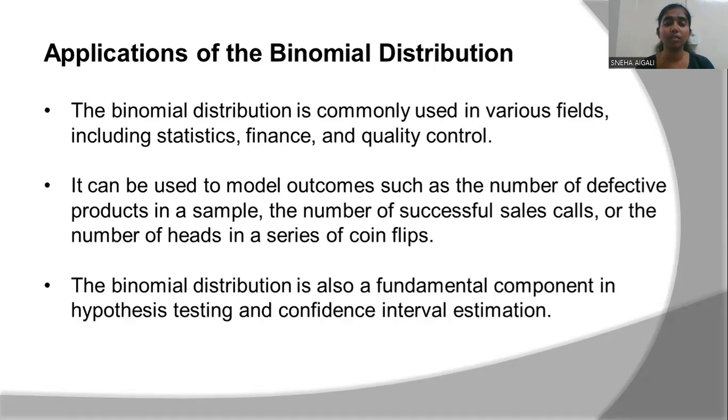Next up, let us see the applications of binomial distribution. The binomial distribution is commonly used in various fields which include statistics, finance, and quality control. It can be used to model outcomes such as the number of defective products in a sample, the number of successful sales calls, or the number of heads in a series of coin flips. Binomial distribution is also a fundamental component in hypothesis testing and confidence interval estimation.